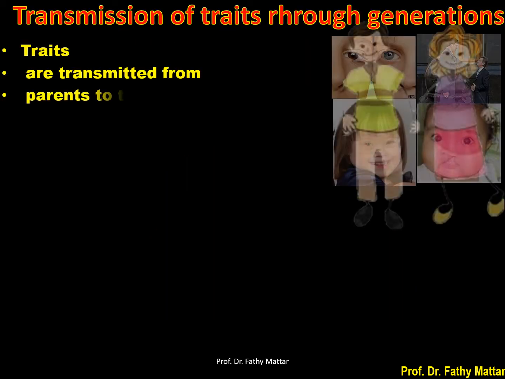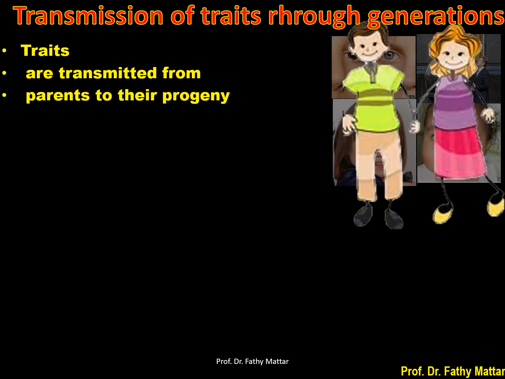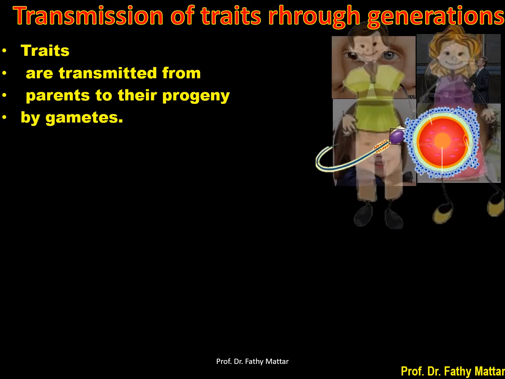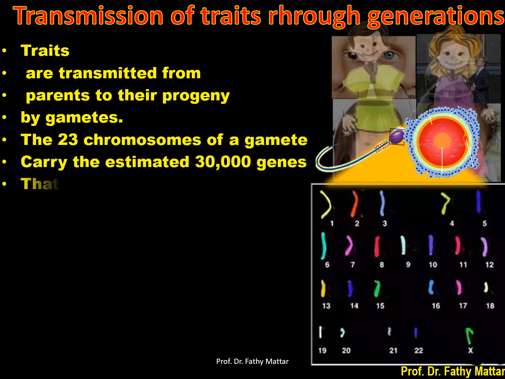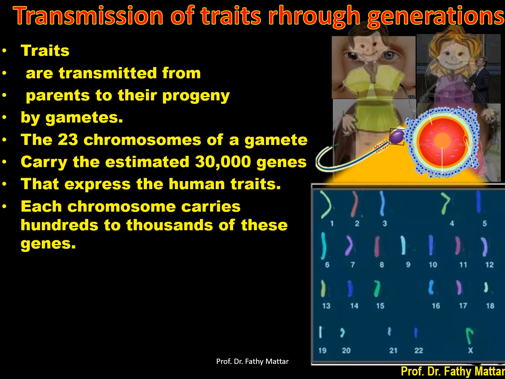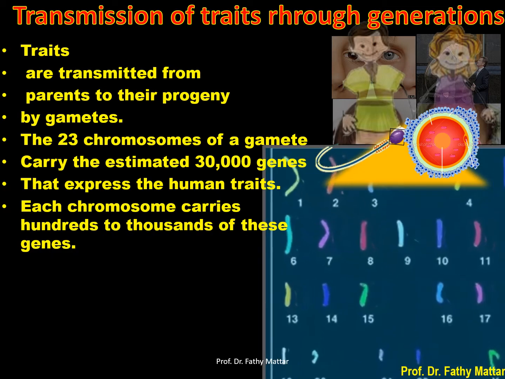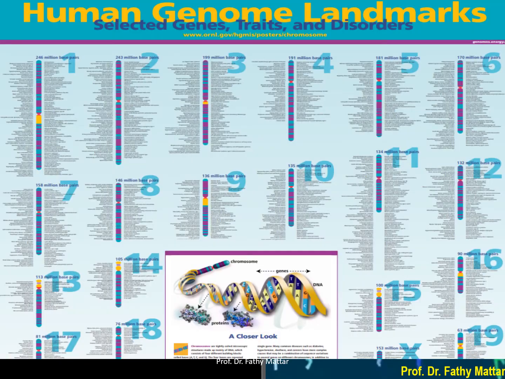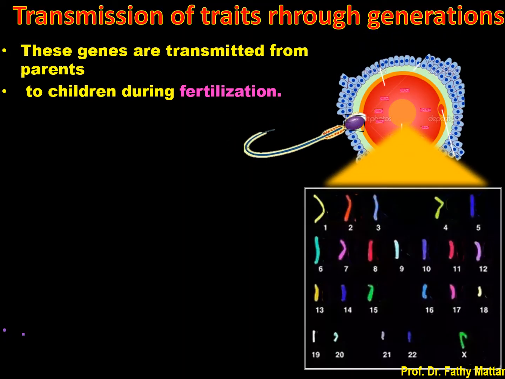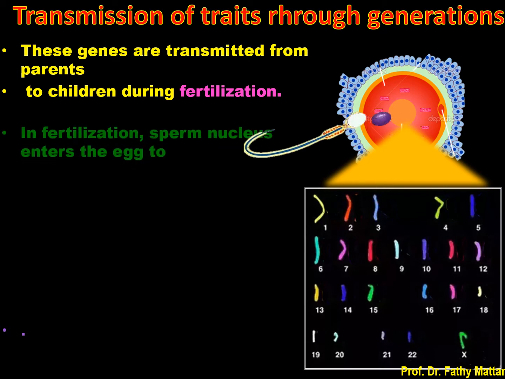Traits are transmitted from parents to their progeny by gametes. The 23 chromosomes of a gamete carry the estimated 30,000 genes that express the human traits. Each chromosome carries hundreds to thousands of these genes. These genes are transmitted from parents to children during fertilization.